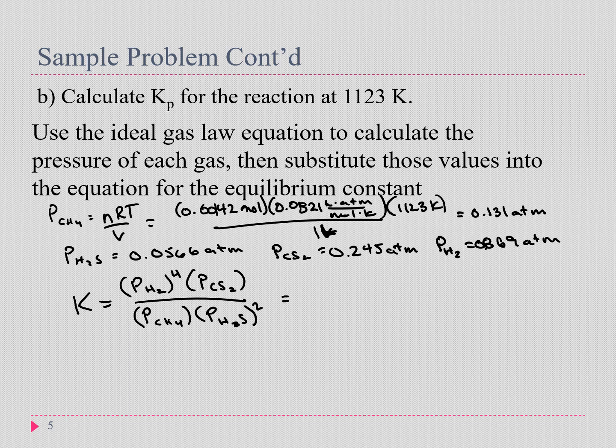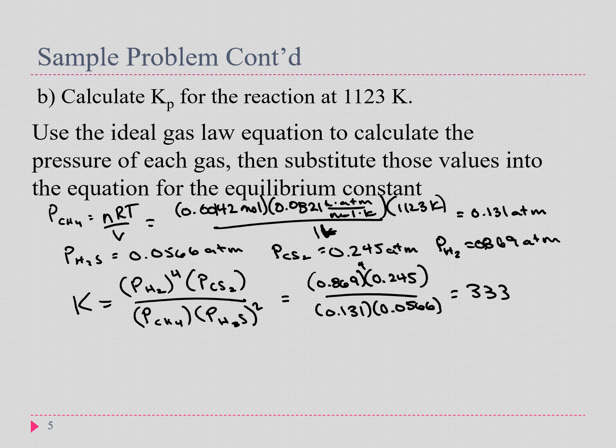Just remember to plug in the values, and do not forget to, if you have to square something, square it. If you have to raise something to the fourth power, do that as well. Just make sure that you do all of those things when you do the calculations. So if we plug in all of our values and put them all correctly into our calculator, we should end up with a K here of 333.